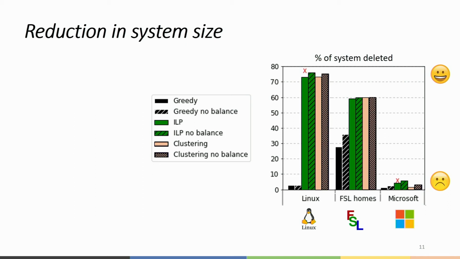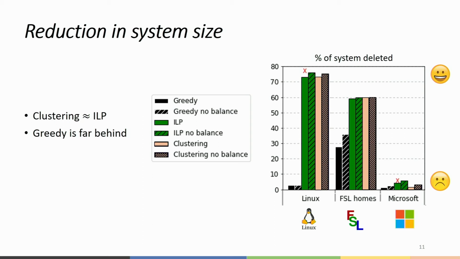There's the one that I told you about, the full scheme, but also a more relaxed version of each approach where we remove the load balancing requirements. We did that just to see how much these requirements really prevent us from reaching the minimum size for the system. And the most obvious thing from the results is that the clustering and ILP approaches are pretty much comparable.